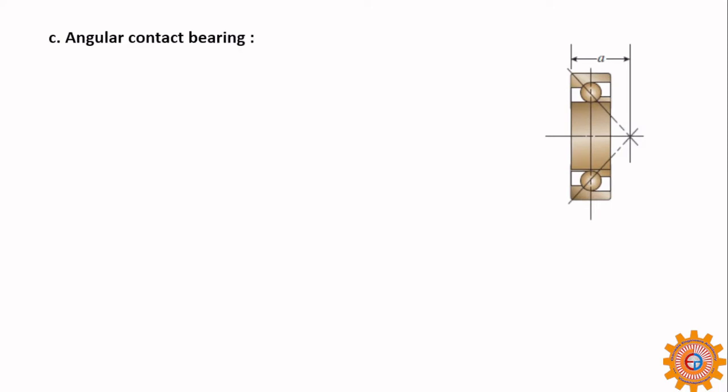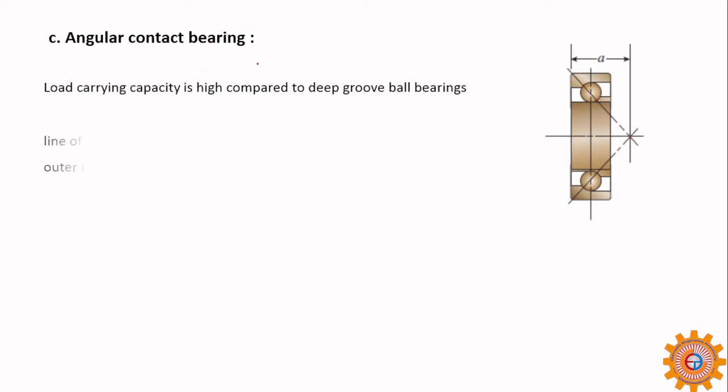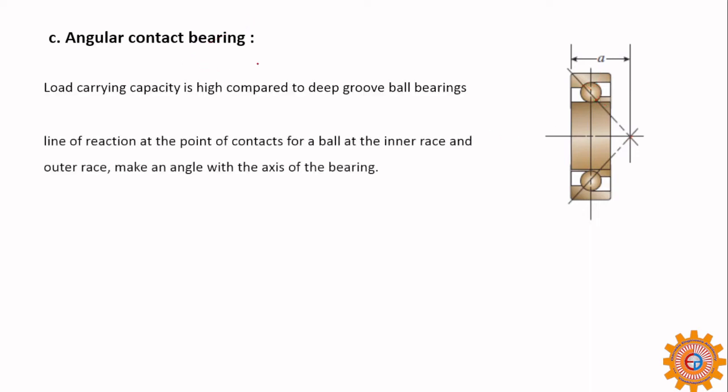So this is the angular contact bearing. So if you observe, this race has an angular contact. Got it? So this angular contact is why it is called an angular contact bearing. So these lines will intersect at one point. So the load carrying capacity is high compared to a deep groove ball bearing.